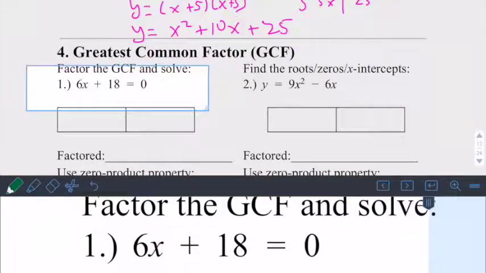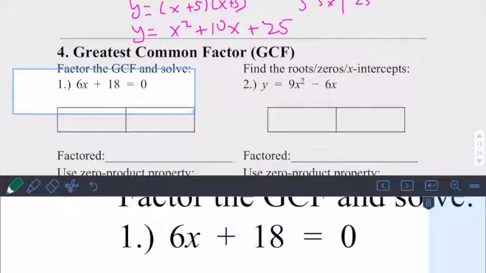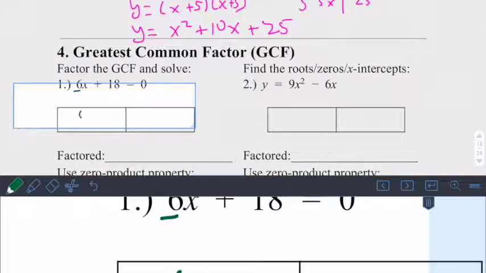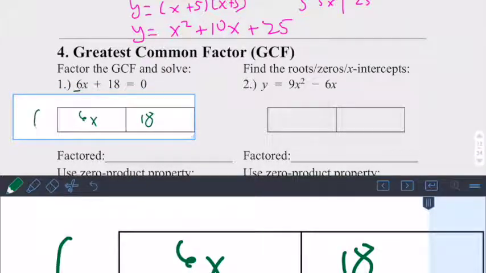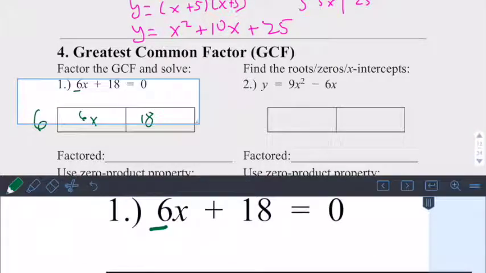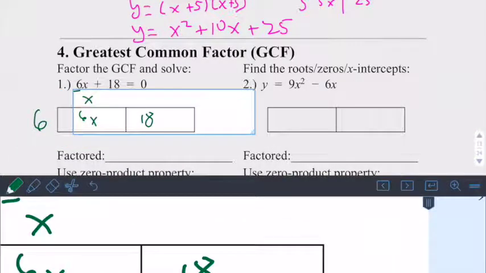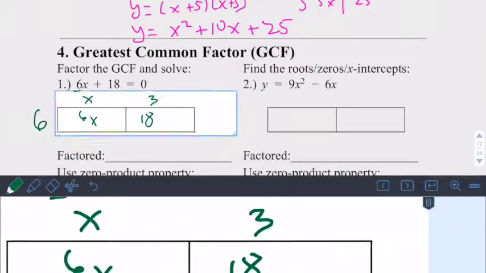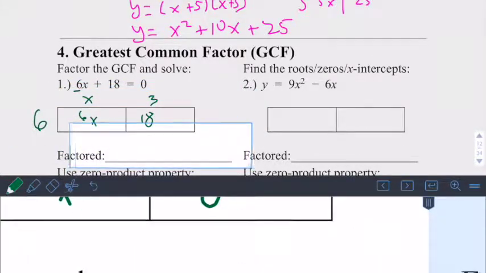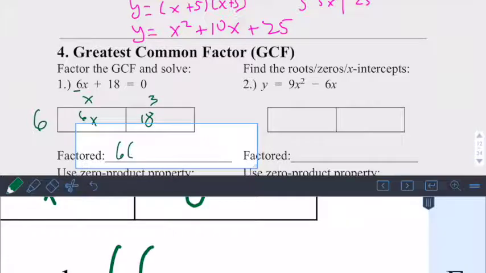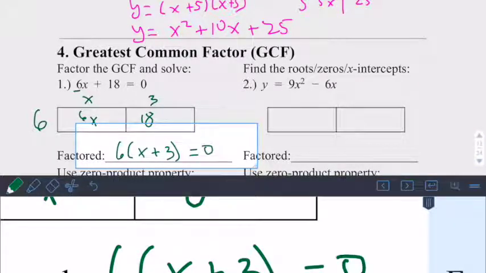So on this one, I want to try to divide out 6 because that would be the greatest thing I could divide out of these. So I've got 6x and 18. And I'm going to divide both of those by 6. Well, I know that x times 6 gives me 6x, and I know that 3 times 6 gives me 18. So my factored form is 6(x + 3) = 0.